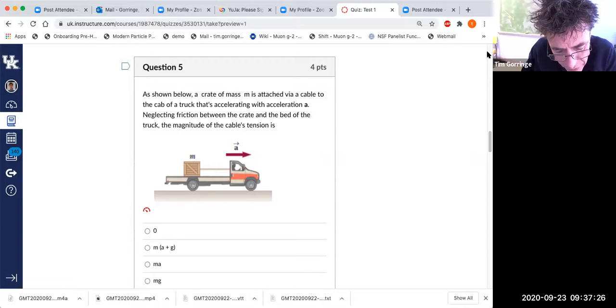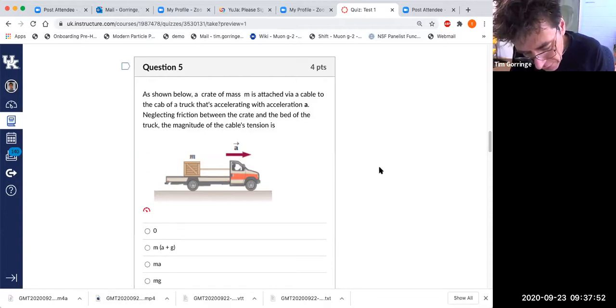In question 5, we're told that we've got a truck carrying a crate that's attached to the truck's cab by a rope, and that the truck and the crate are accelerating with acceleration A. And we got to figure out the tension that's in the rope, given that the truck bed is frictionless. To do this, let me just draw the force diagram for the crate. So just sketch out the forces that are acting on the crate.